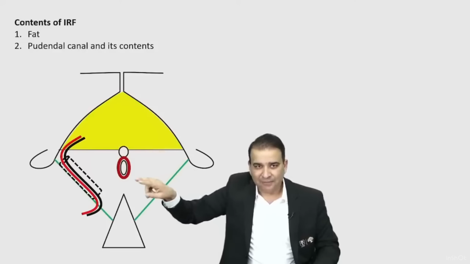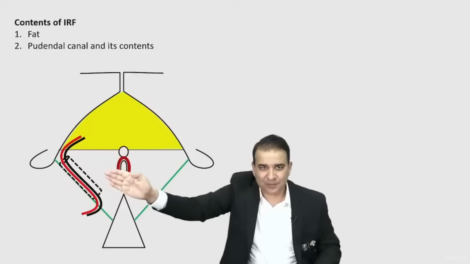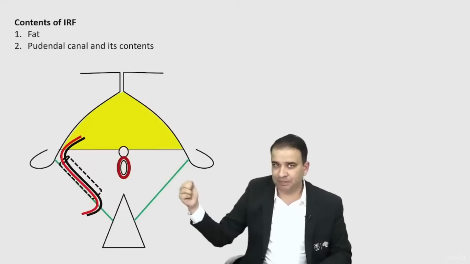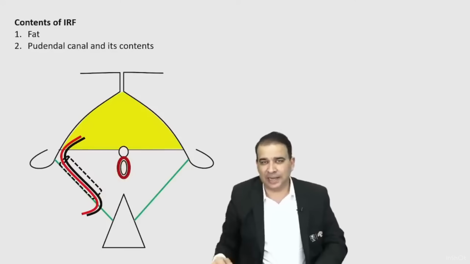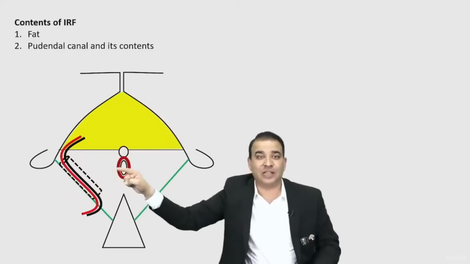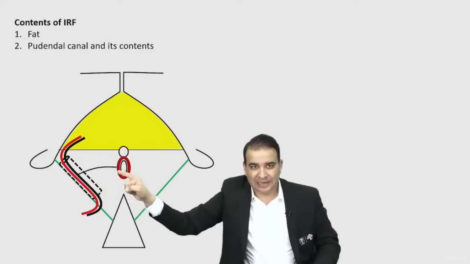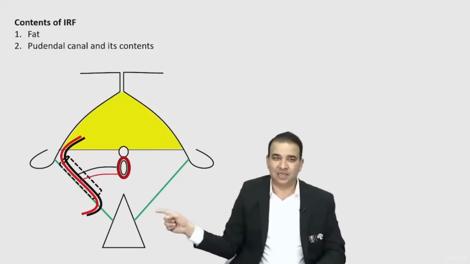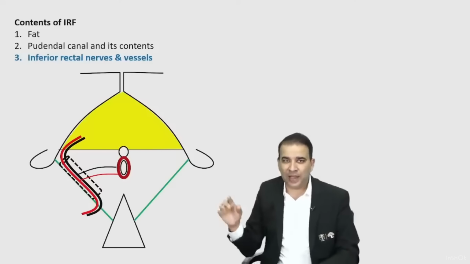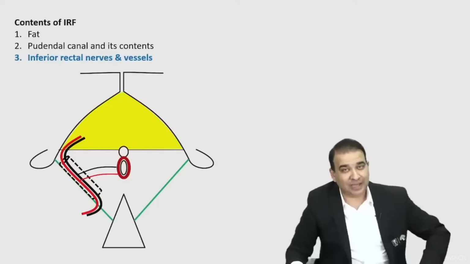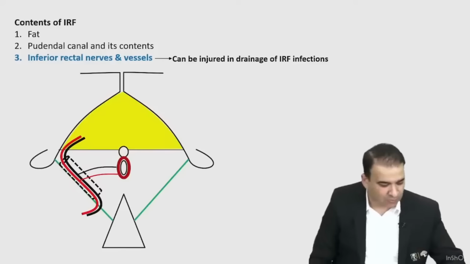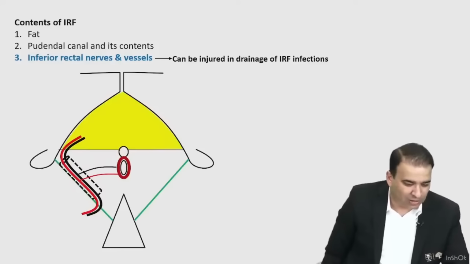Now, if there is any abscess in the ischiorectal fossa, you can easily put an incision in this fossa and drain the abscess. These structures are quite safe because they are very much on the side, except a couple of structures which run transversely. The inferior rectal nerve and inferior rectal vessels run transversely in the ischiorectal fossa, and that's why they are most commonly injured in the drainage of an ischiorectal fossa abscess.